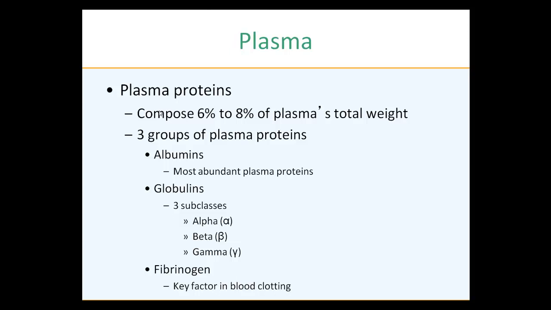The proteins will compose about 6 to 8% of the plasma total weight. It's a lot of proteins there. And we will have three main groups of plasma proteins: albumin, globulin, and fibrinogen. Fibrinogen will be a key important factor in blood clotting. Albumin is the most abundant plasma protein, whereas for globulin, we have alpha, beta, and gamma globulin. Gamma globulin is essentially your main antibodies; all your antibodies are immunoglobulins or gamma globulins.